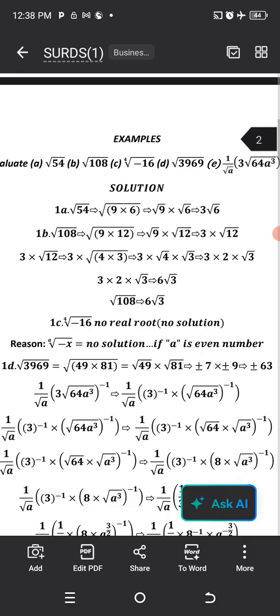Recall that square root of 12 can also be simplified into another expression. That is 4 times 3. I told you your focus must be what? Either root or surd. So 4 times 3, you can use 6 times 2. But 6 times 2 is what? They are both surd.